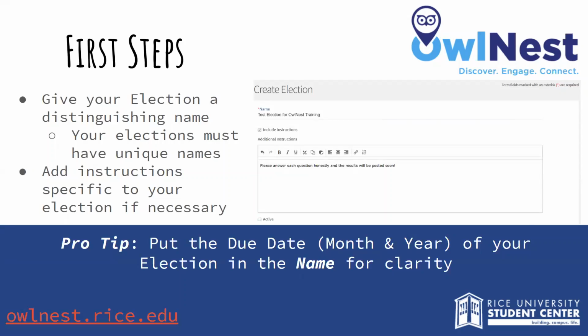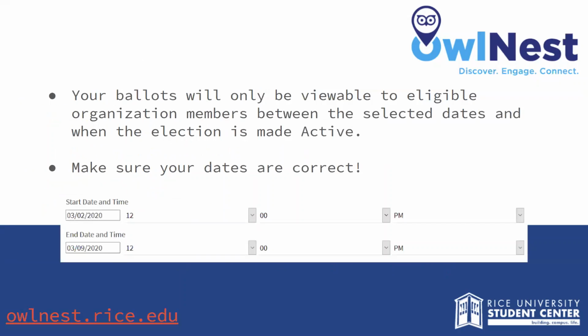for clarity. Your ballots will only be viewable to eligible organization members between the selected dates and when the election is made active. So make sure your dates are correct. And this also goes the other way around. Make sure your election is made active before the start date comes.